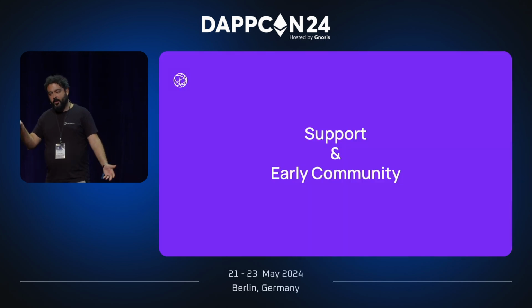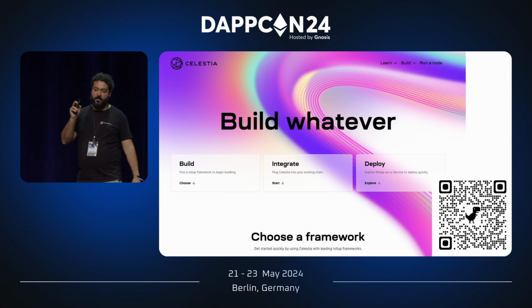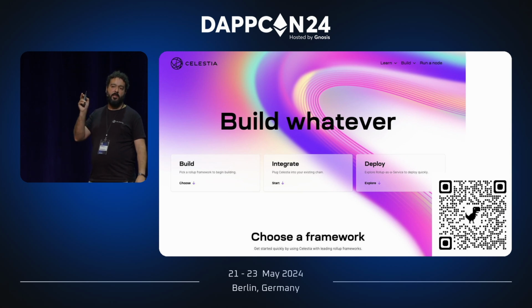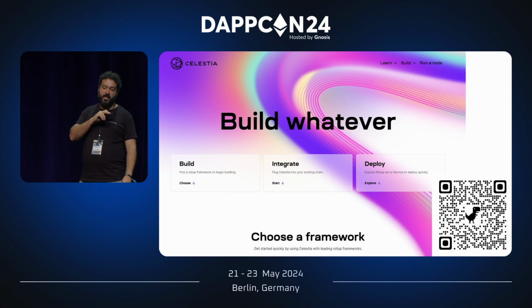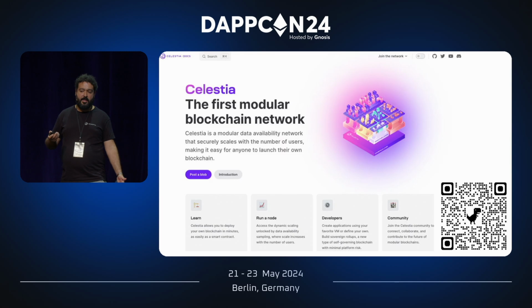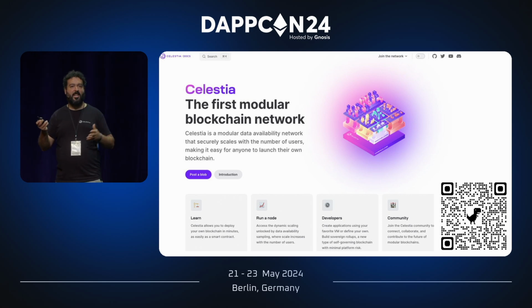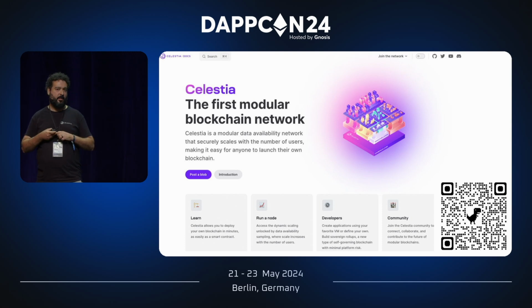So, support and early community. I think the go-to place is our homepage, celestia.org/build. There, if you're a block explorer or a team that wants to build something, you'll find any information there. It's a good entry point. Obviously there's docs. They are all open source, community maintained to some extent. If you find a typo or a bug or something is missing or you want to improve them, they are all on GitHub.